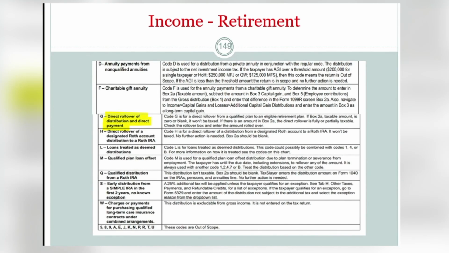And code G as well, and that indicates a rollover. So if they have numbers or letters, they're just telling you what kind it is, what happened, and where it went.